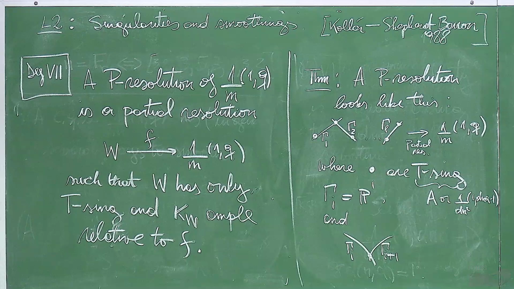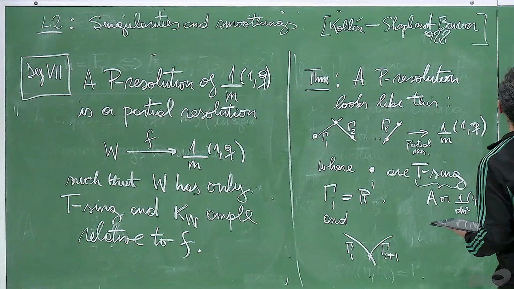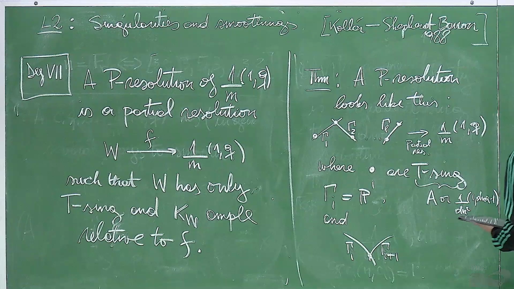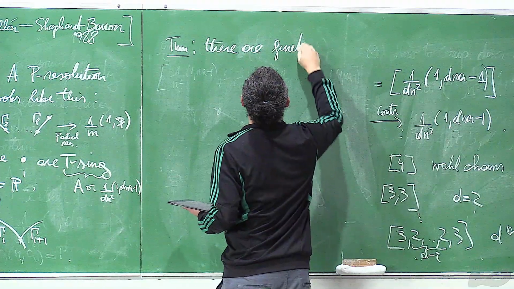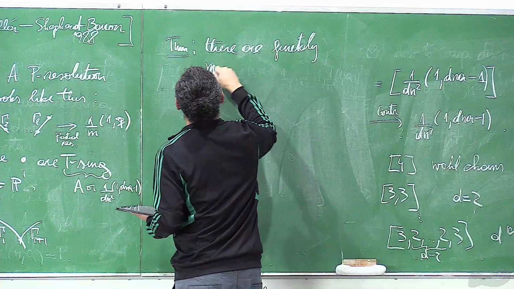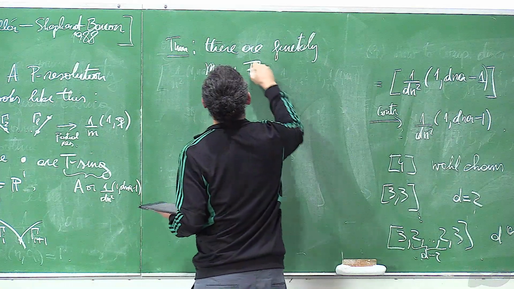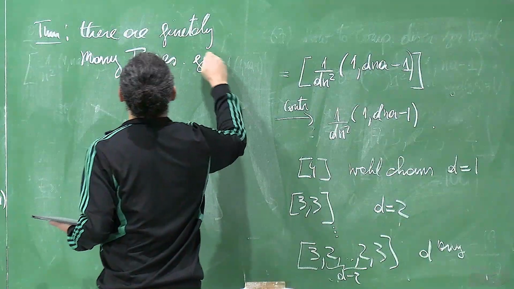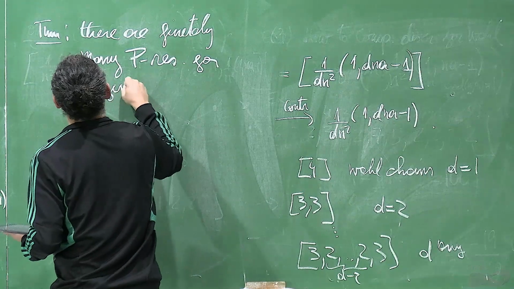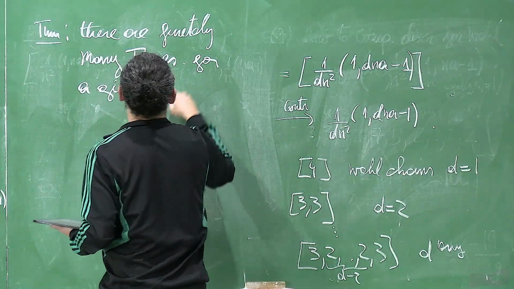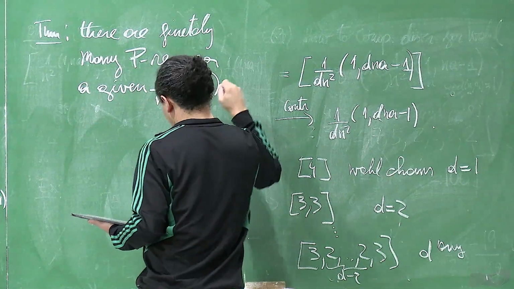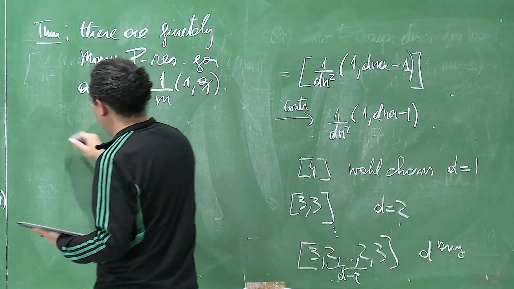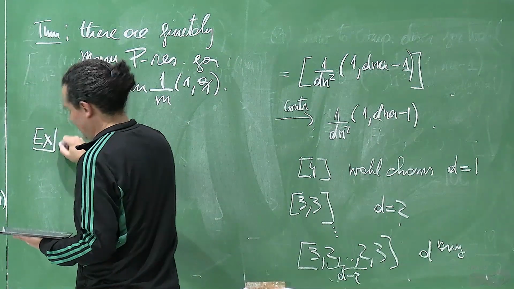Well, there are also finitely many P resolutions for a given singularity. Okay, let me show you an example, which is in the paper.